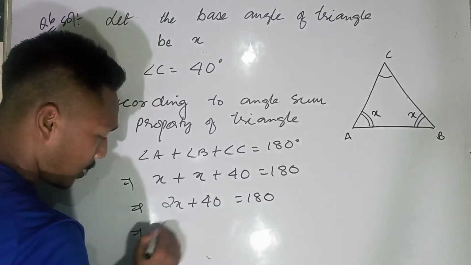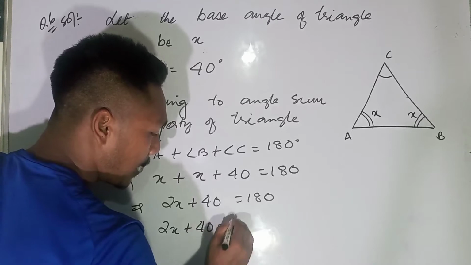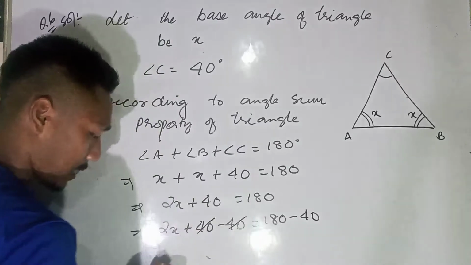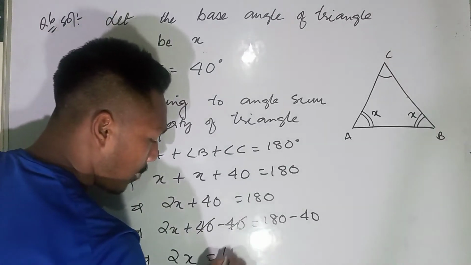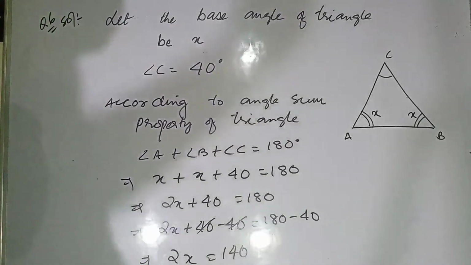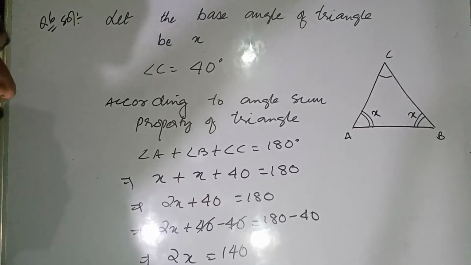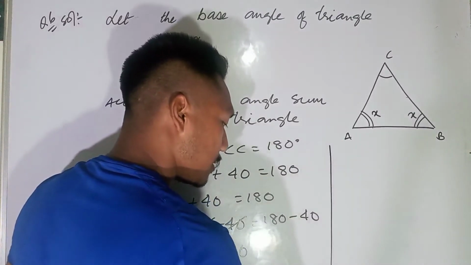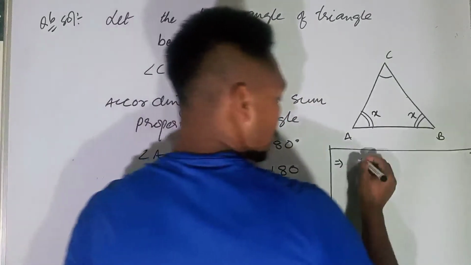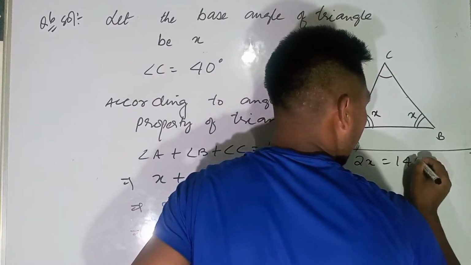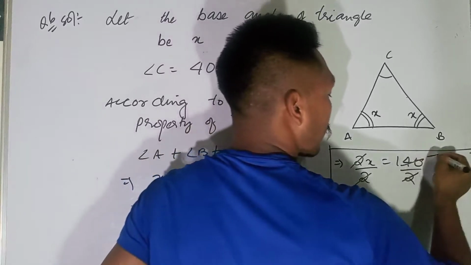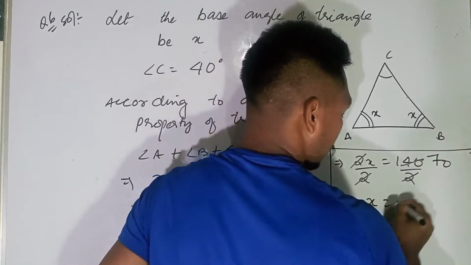Now subtract 40: 2x plus 40 minus 40 is equal to 180 minus 40. So 40 and 40 get cancelled, and 2x is equal to 140. I think you're clear about this one. Now if I want to remove 2x, I divide by 2, so 2 and 2 cancel. 2 sevens are 14, so x is equal to 70.